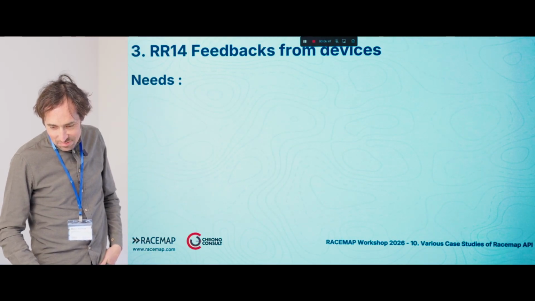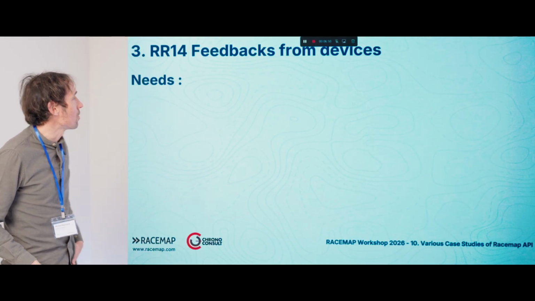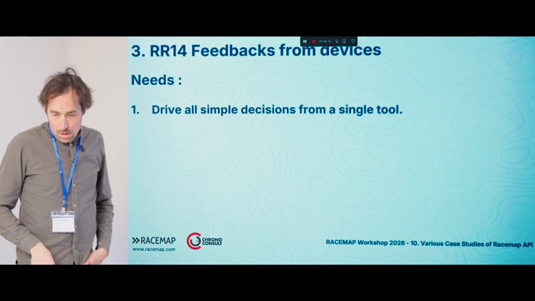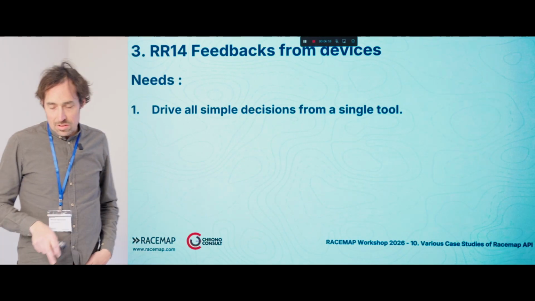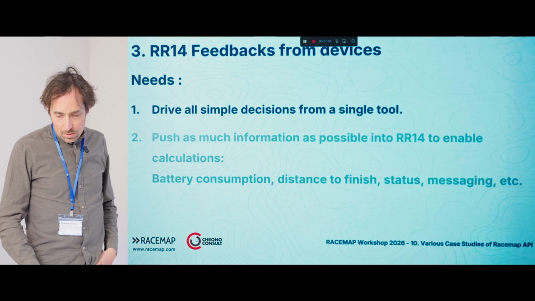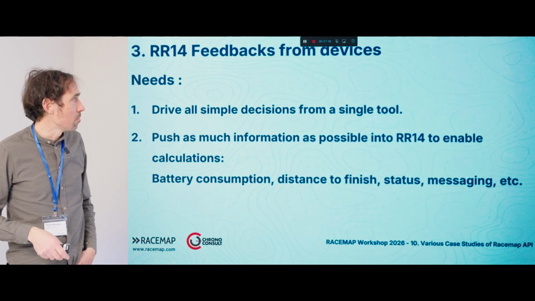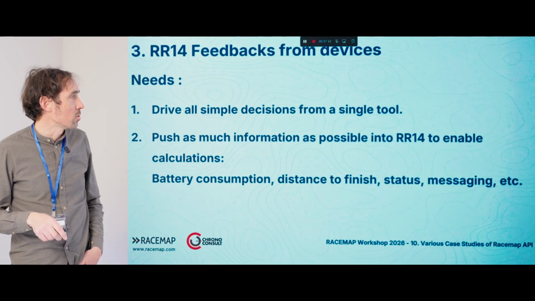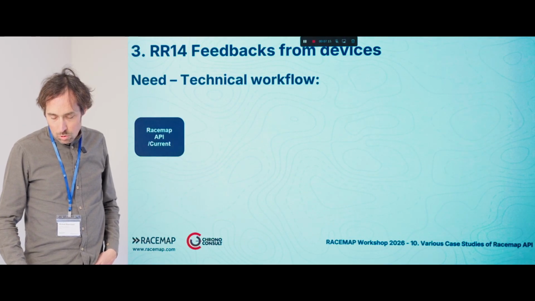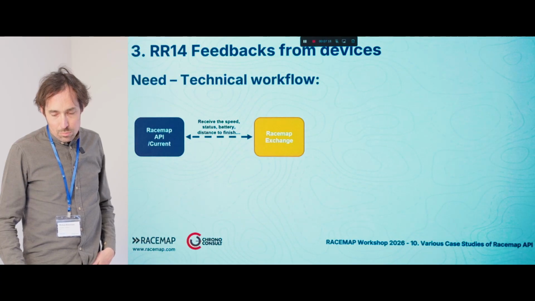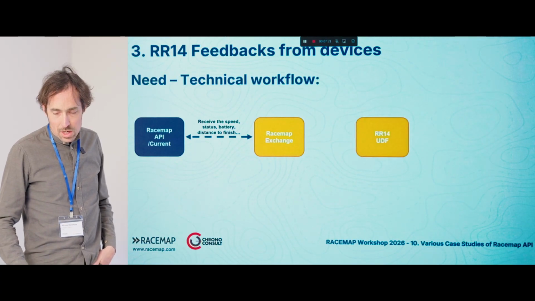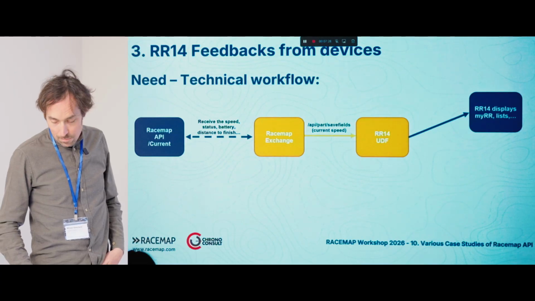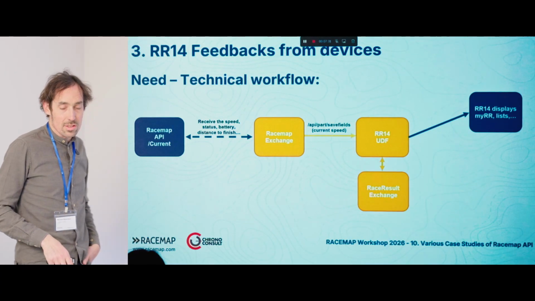And the last one, to be short, some feedback inside Race Result 14 using the RACEMAP API to be able to have everything in the same tool, a single tool when you are timing your event, and try to get the maximum of information inside the same tool, such as battery consumption, distance to finish, status, messaging, etc. So we get only the information from the current API, get them using RACEMAP exchange and push into Race Result 14.